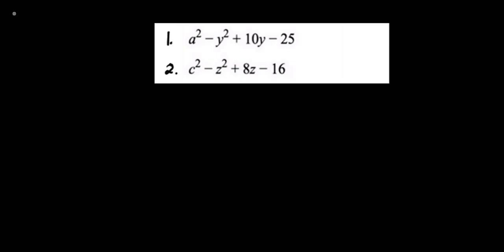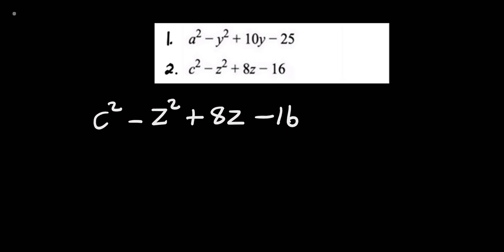Question 2. c squared minus z squared plus 8z negative 16. To solve this problem, first we need to enclose these three terms in a parenthesis.